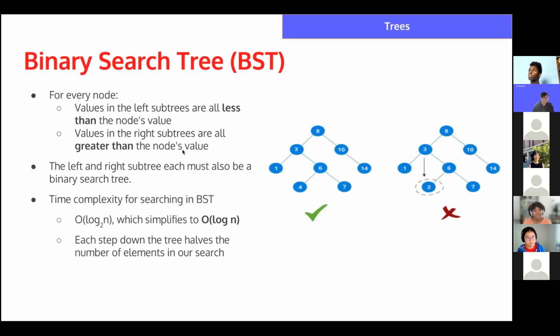Okay, so our binary search tree implementation. For every node, values in the left subtrees are always less than the values of the root node. So all left subtrees are low, right subtrees are high. And then the additional constraint is that for every subtree, the left subtree and the right subtree must also be a binary search tree. So that constraint of left low and right high has to be true for every subtree within that tree as well.